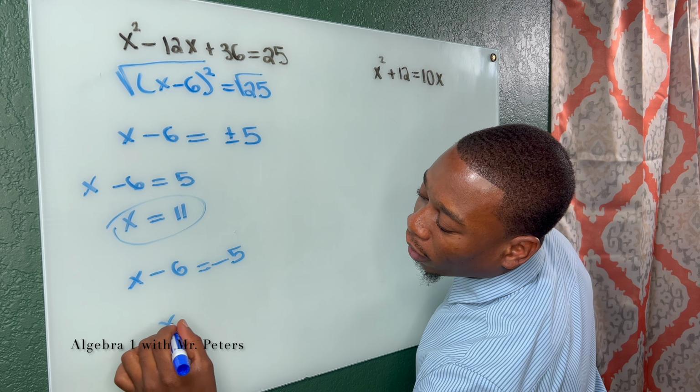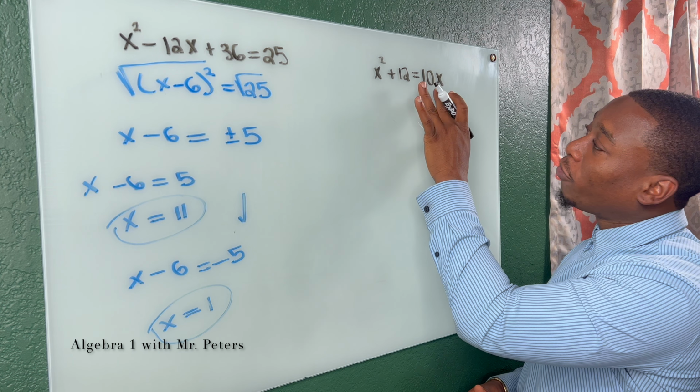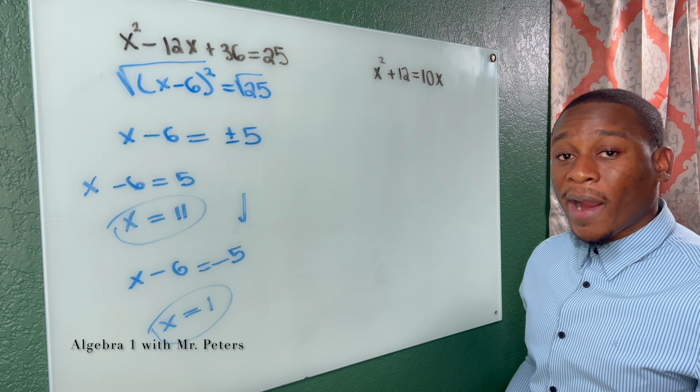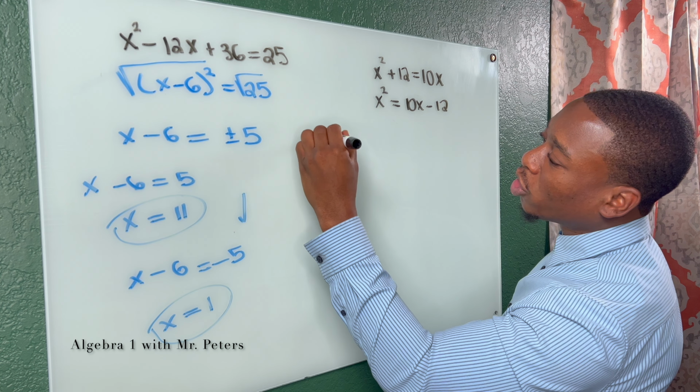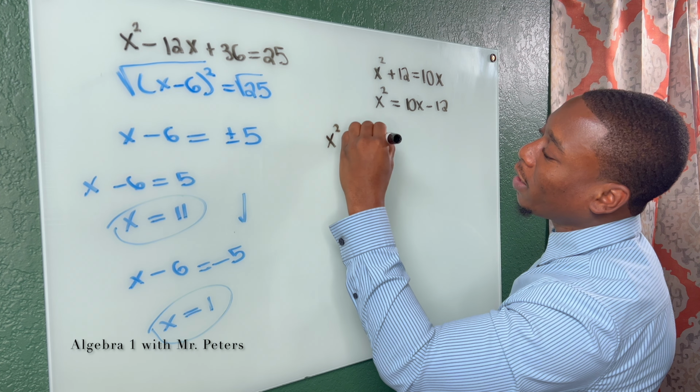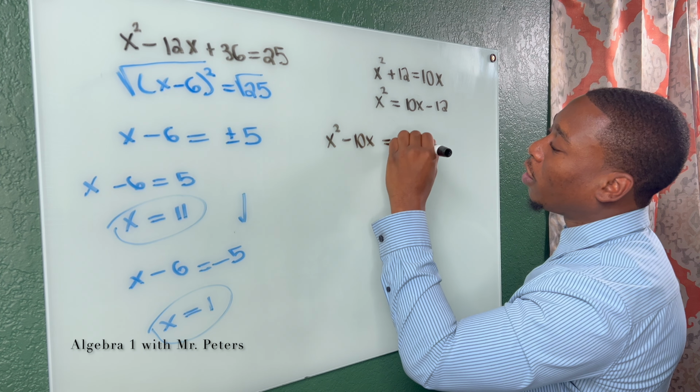Now, typically in these problems, it's not going to be like that. So in this first scenario, they're going to give it to us out of order, meaning I'm going to have to flip 10x and 12 around, so we can figure out what is the perfect square trinomial. So after I subtract 12, I have x squared is equal to 10x minus 12. Now I'm going to subtract 10x, bring it over to the other side. So I have x squared minus 10x is equal to negative 12.